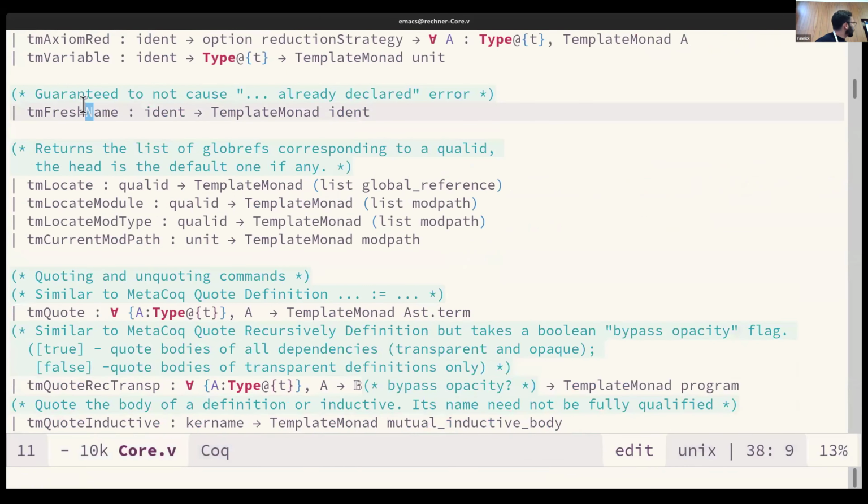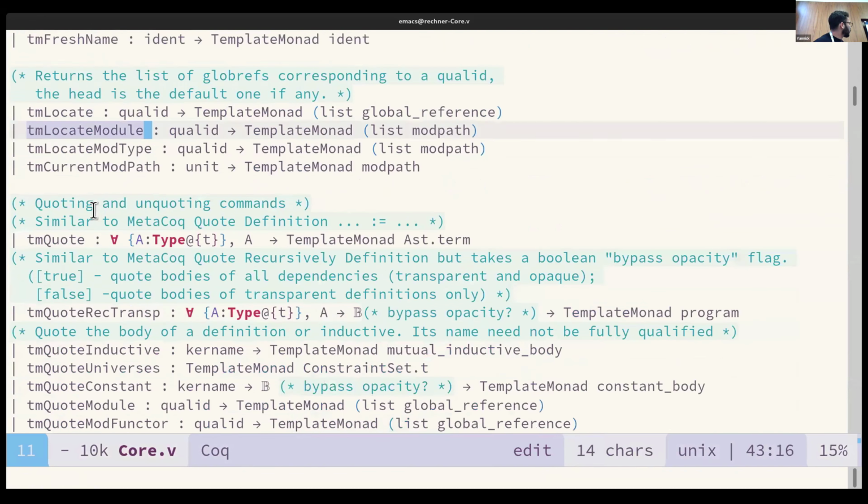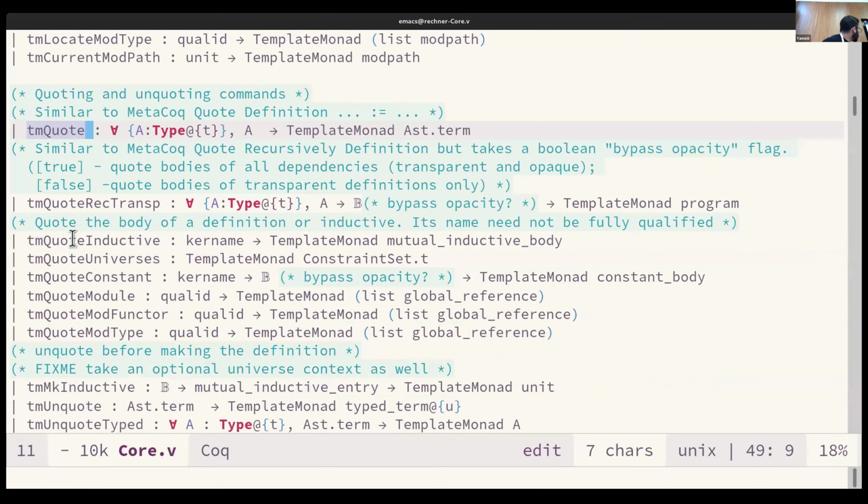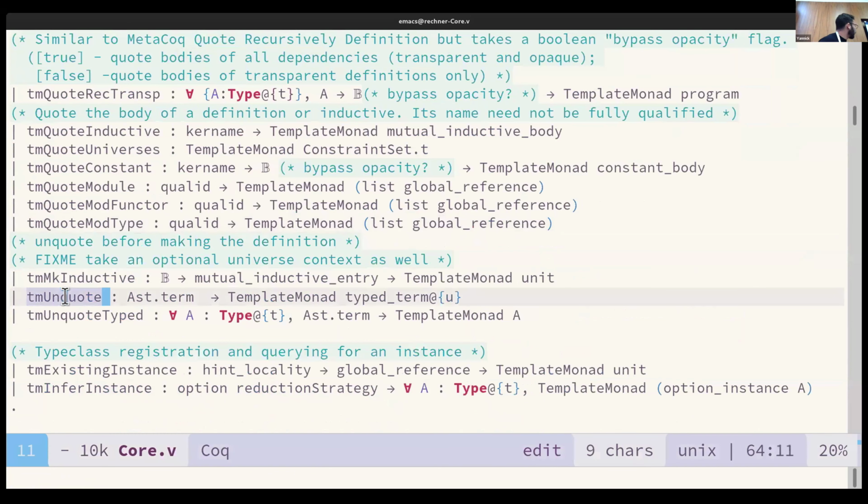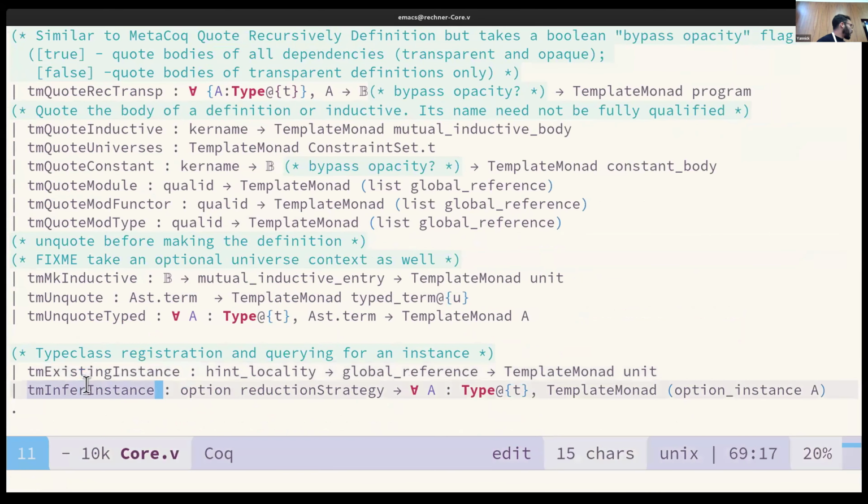You can do other things that you can do in LTAC, like generate a fresh name, locate a definition. You can quote a term on the fly to get its representation, then analyze its representation a bit, and then unquote again. You can add instances to the instance database of type class search. You can also ask type class search to find an instance for you. These kinds of things that you would normally have to do manually, you can do programmatically writing template monad programs.